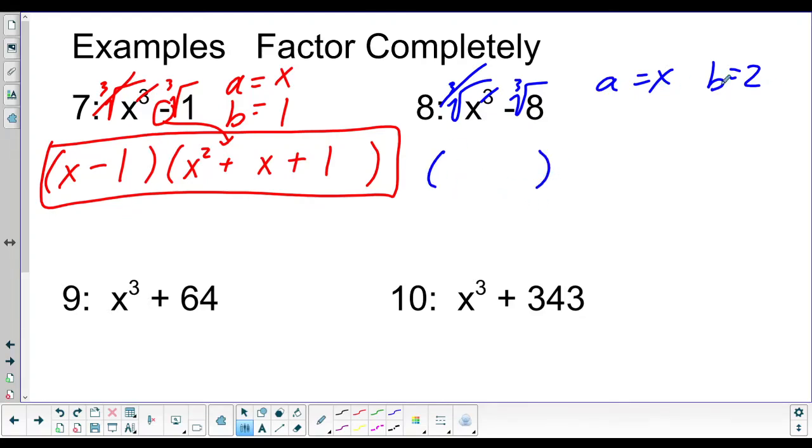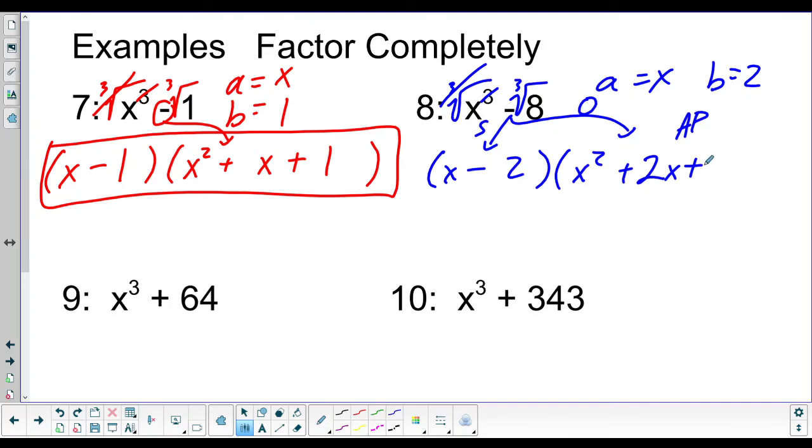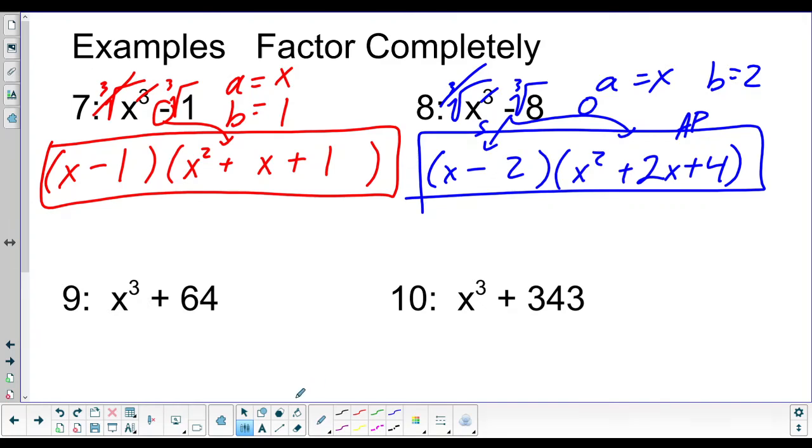Now we use the SOAP formula. Parentheses, A and B. Same sign as what's in the problem. Next, A squared. X times X is X squared. Opposite sign, so this will be a plus. A times B, so 2 times X is 2X. Always positive. B squared. 2 times 2 is 4. That's your answer.